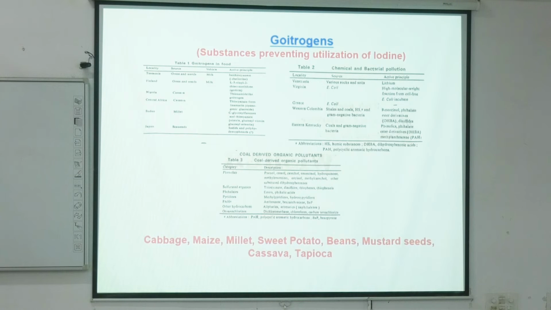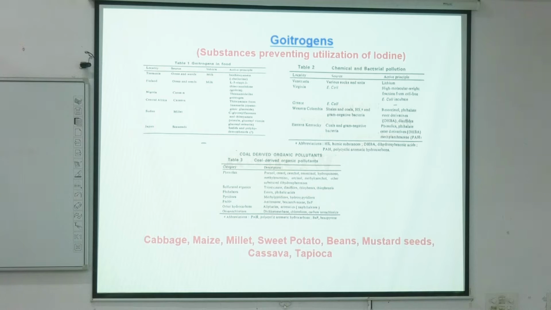Goitrogens are substances which enlarge the thyroid gland. A number of such substances are present in food and water: cabbage, maize, millet, sweet potato, beans, mustard seed, cassava. Every vegetable has some amount of goitrogen, and cabbage has the highest amount. There is a common perception that once you suffer from goiter, you cannot take cabbage. The answer is no, no, and no.